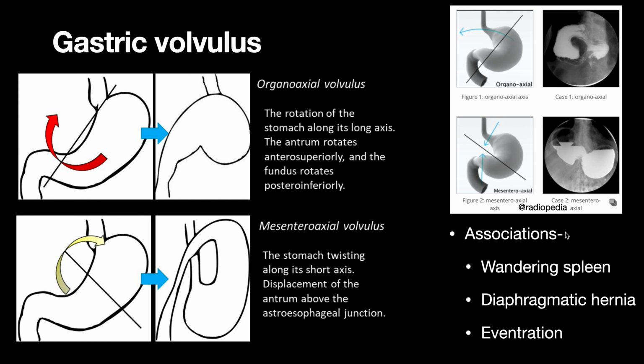And there are a few associations with gastric volvulus, that is the wandering spleen, which was seen in our case. Diaphragmatic hernia might be associated, or eventration of the diaphragm. These are the few associations we need to remember in case of gastric volvulus. So presence of wandering spleen, a large dilated stomach with the fundus located down, and antropyloric regions located above the fundus, that is, above the GE junction, we call it a classic case of mesenteroaxial volvulus.